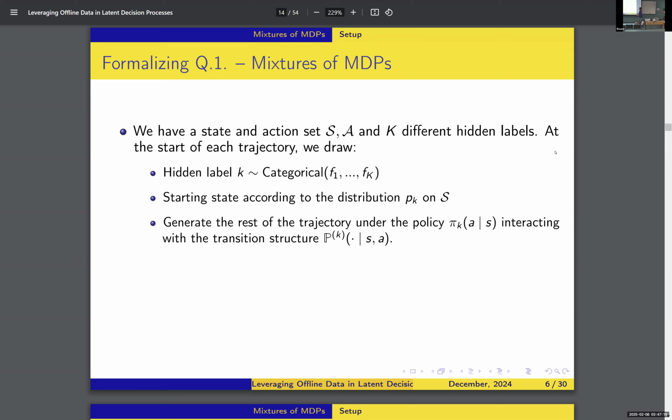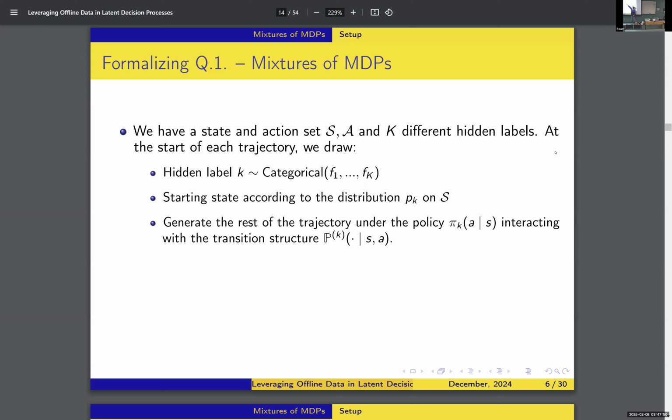Anyway, so you sample this hidden label K from some distribution over the hidden labels. So in our case, just yes diabetes, no diabetes, right? You start with some starting state. So this is what the patient enters the ICU with. And then you generate the rest of the trajectory under this policy, which is what the offline data did. So this is what the nurses were doing in the ICU when there was no agent. This is the policy that the nurses were using when they potentially even knew that the patient has diabetes. The agent might not be able to know, but potentially the nurses were able to determine because they've been in the field for a while.